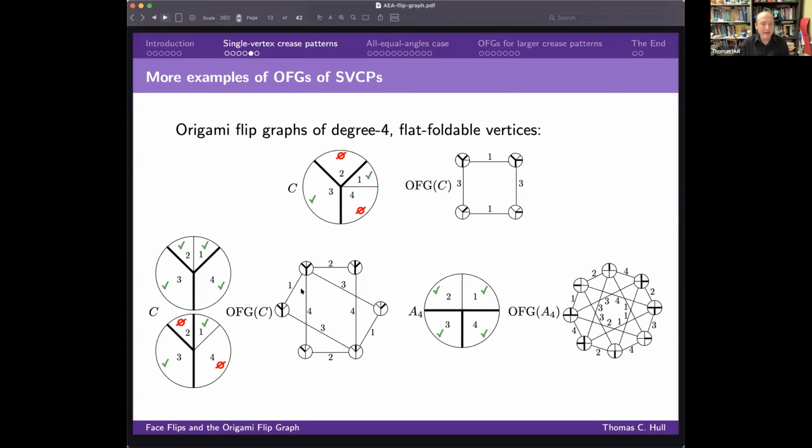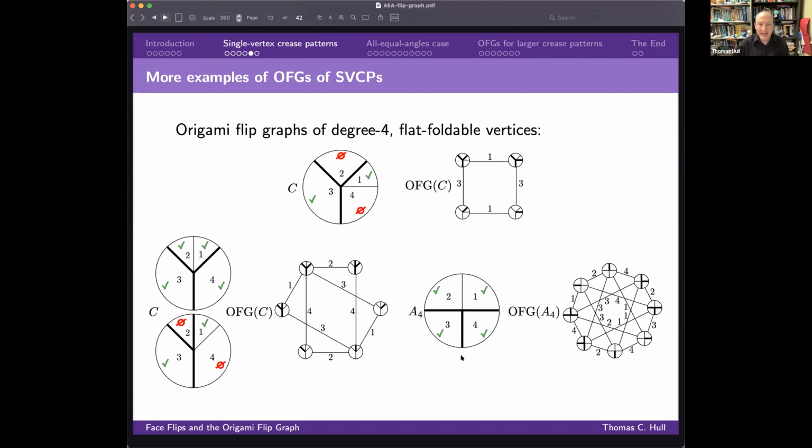So this mountain valley assignment has only 2 flippable faces, so it is of degree 2 in the origami flip graph. Oh, wait, that's over here, this one. Okay, and so if you go through the 6 different mountain valley assignments here, you get this pattern with its origami flip graph, which I think is kind of interesting.